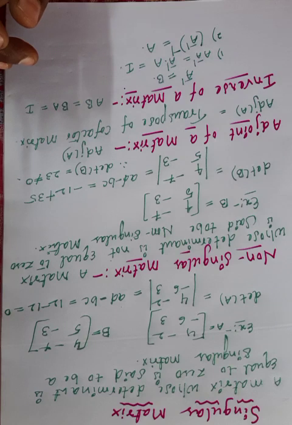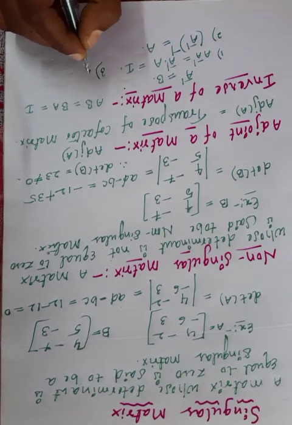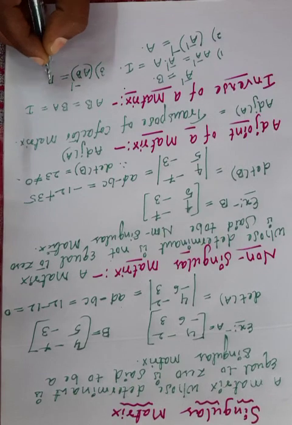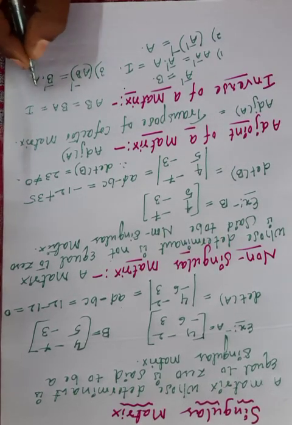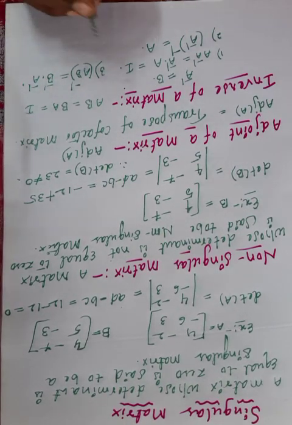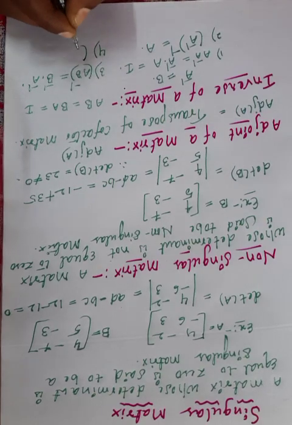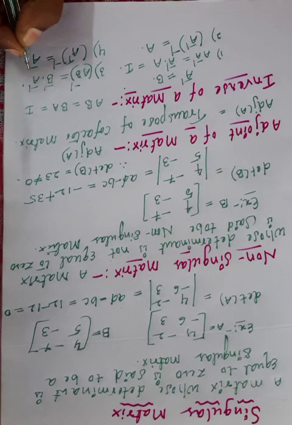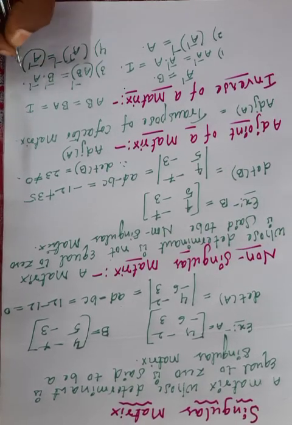If A and B are two invertible square matrices of the same order, then AB whole inverse is equal to B inverse into A inverse. Then the fourth property is A transpose whole inverse is equal to A inverse whole transpose.